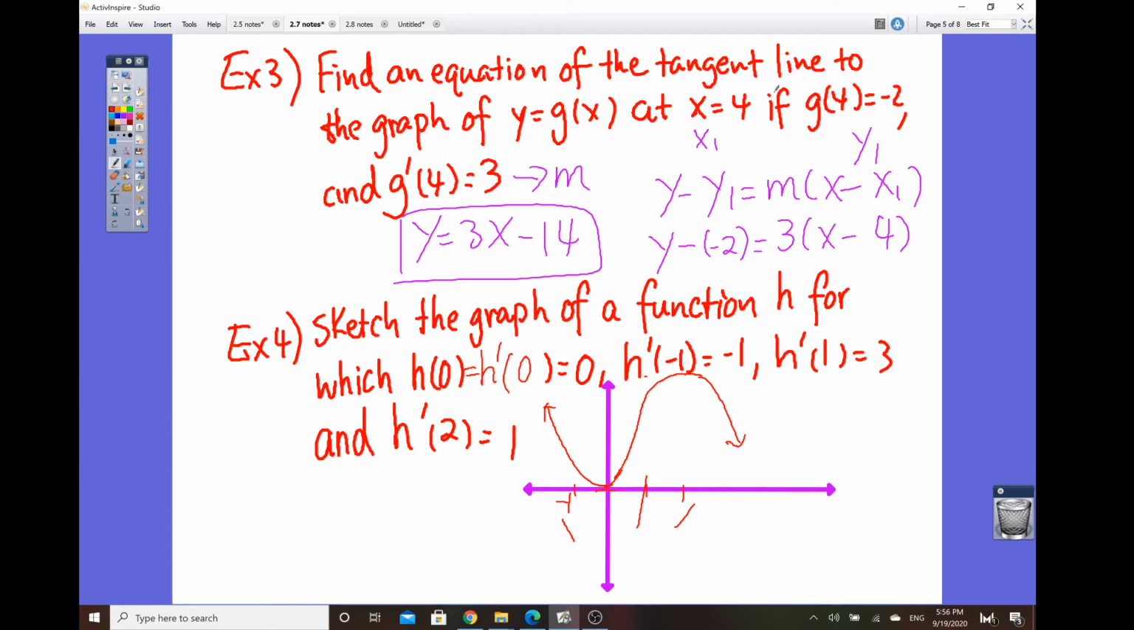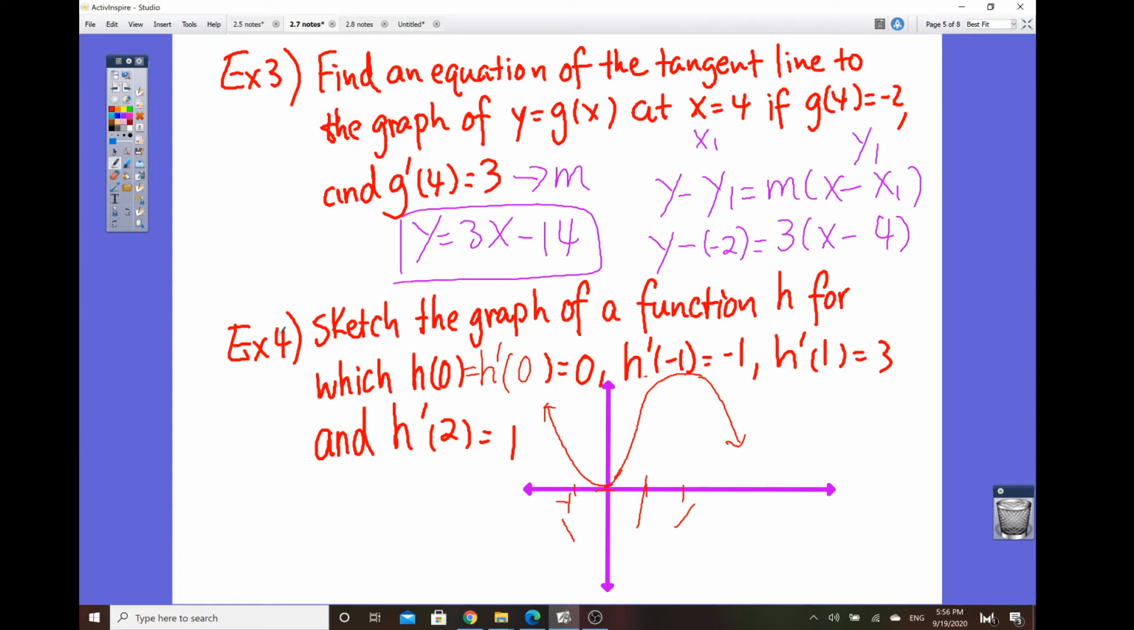So find an equation of the tangent line to the graph of y equals g of x at x equals 4 if g of 4 is negative 2 and g prime of 4 is 3. Again, what this one tells you is just a slope. And then the x value, that's the x1 value, and then g of 4, y1. So basically we're just using the point-slope form, plugging in those numbers and simplifying, and we do have the equation of the tangent line.